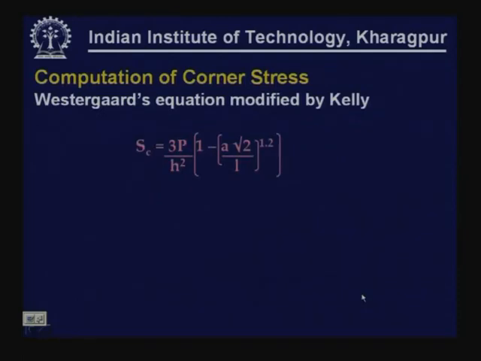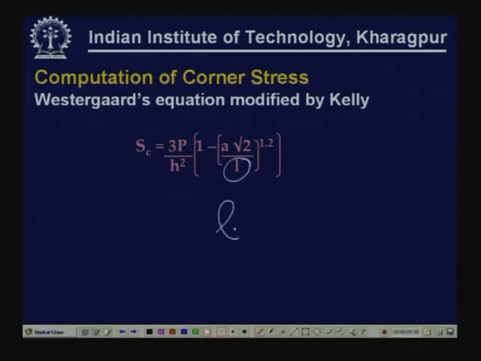This is the expression adopted in IRC 58 for computation of corner stress. This is the Westergaard's equation modified by Kelly. The stress in the corner region is given as 3P by h square, where P is the wheel load and h is the thickness of the slab, into 1 minus (a root 2 by l) to the power 0.6, where a is the radius of load contact area and l is the radius of relative stiffness. This is the parameter that we discussed in the earlier lessons.